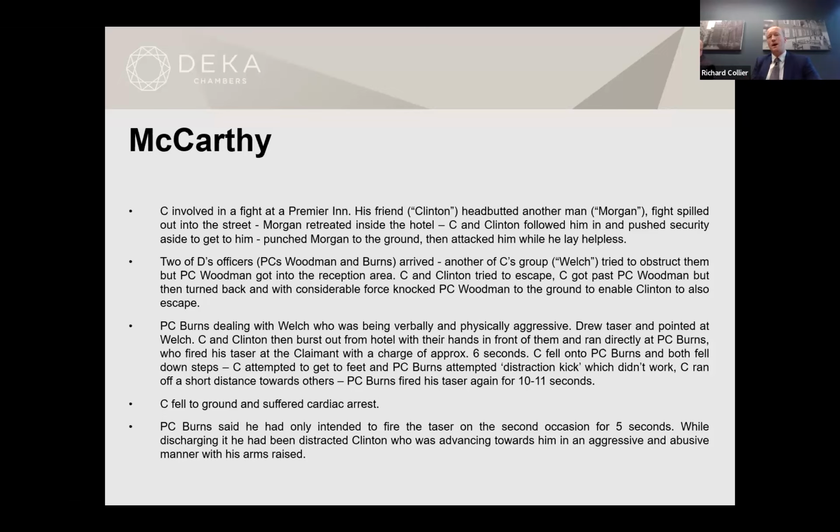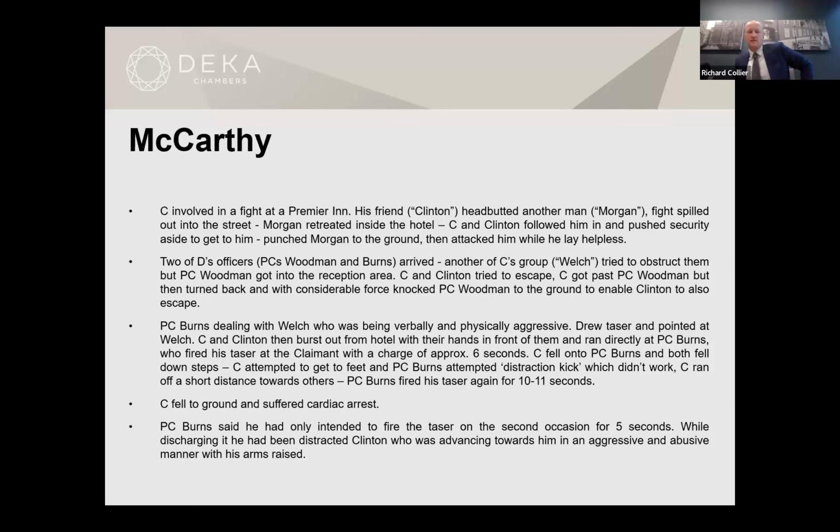The claimant makes it out past PC Woodman into the view of PC Burns. And what PC Burns then sees is the claimant, despite having made it past Woodman, turning around and forcibly pushing Woodman down to allow his friend Clinton to also flee. What PC Burns then experiences is both the claimant and his friend running towards him with their arms out, running directly at him. So PC Burns, who already had his taser drawn at that point, actually pointing at another of their group, turns and points it at the claimant and fires it, and stuns him using one burst for approximately 6 seconds. The claimant fell onto PC Burns.